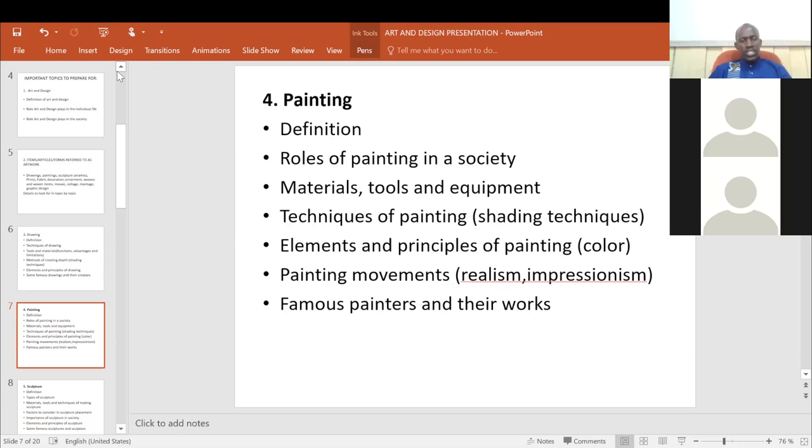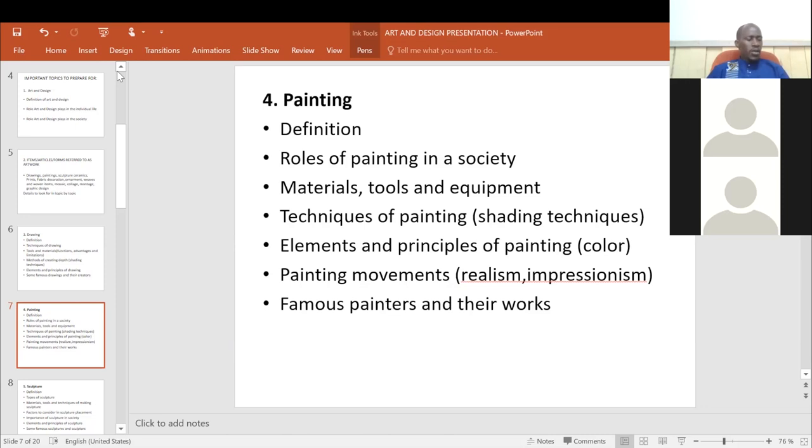What are some of the tools that we use to create a painting? Most of the time, we use brushes. We can talk about spray guns. We can talk about a palette knife. We can create art using sticks and any other naturally existing item or object can be used to create art.